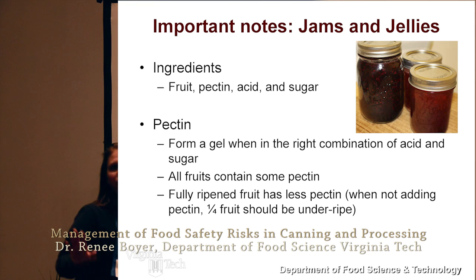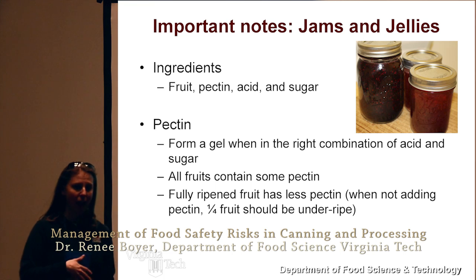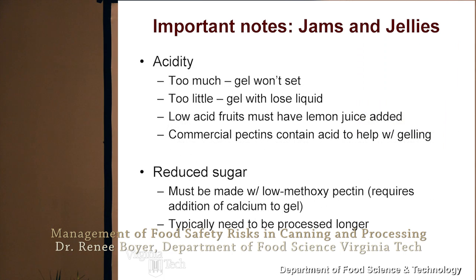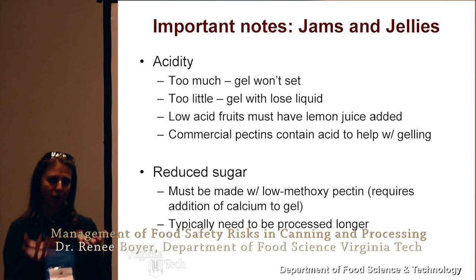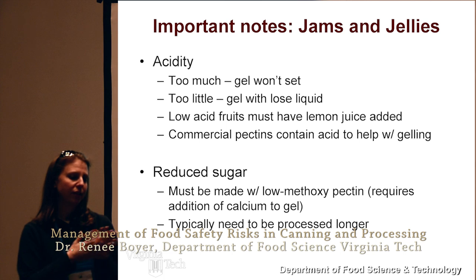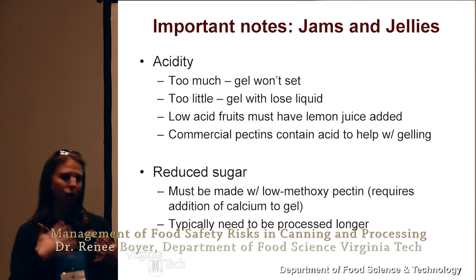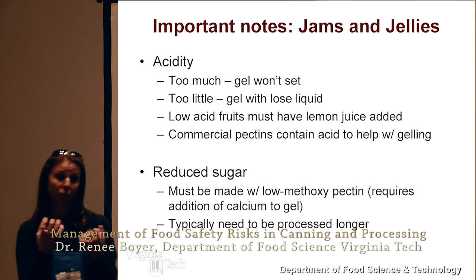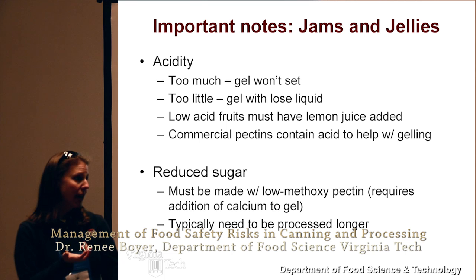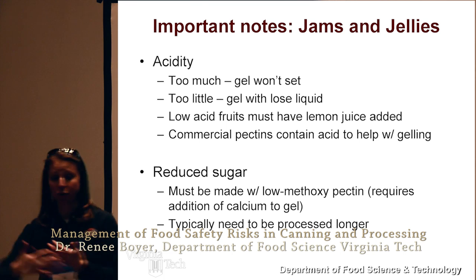Acidity. Jams and jellies are finicky. If you have too much acid, then the gel won't set. If you have too little, then the gel will lose liquid. So it's really important that you follow the recipe. Inevitably, people have issues with getting their jellies to set up. Anything that's low acid must have lemon juice or something added to get a little bit of extra acid, because the acidity is important in the gelling. And commercial pectins sometimes contain acid, so you don't have to add additional acid.